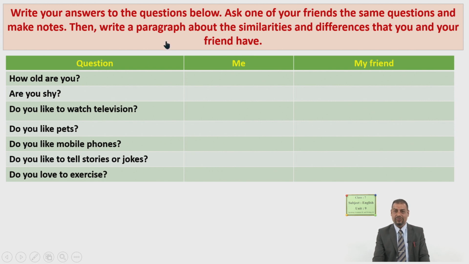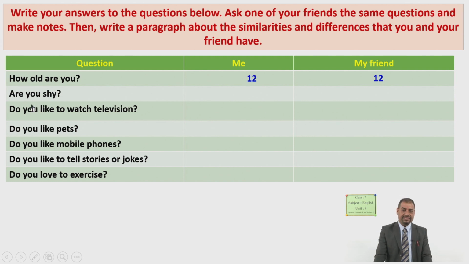So we are going to again make comparisons, okay? Now for example, you can ask these questions. First of all, ask these questions to yourself and then you can ask these questions to your friend. So the questions are, how old are you? For example, you can answer 12. And what about your friend? Again 12 years old. It is the similarity, okay?